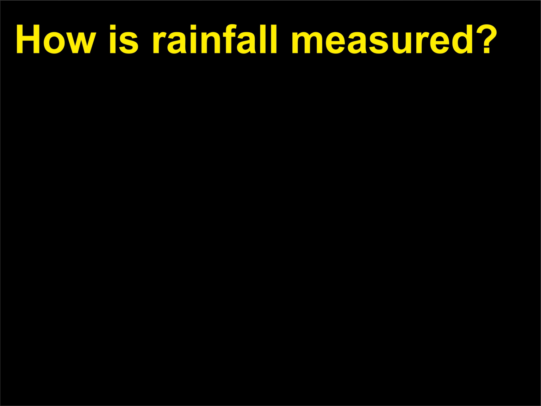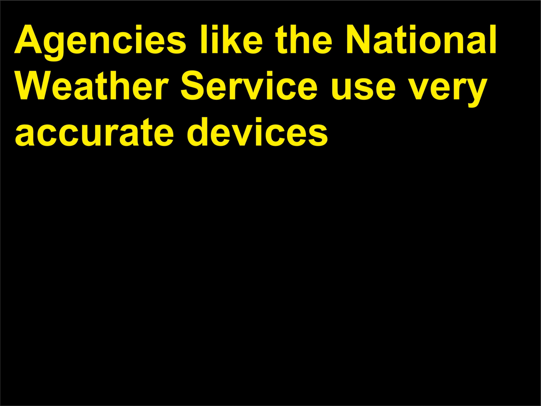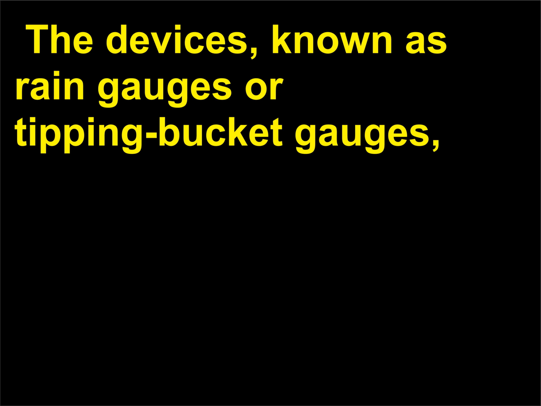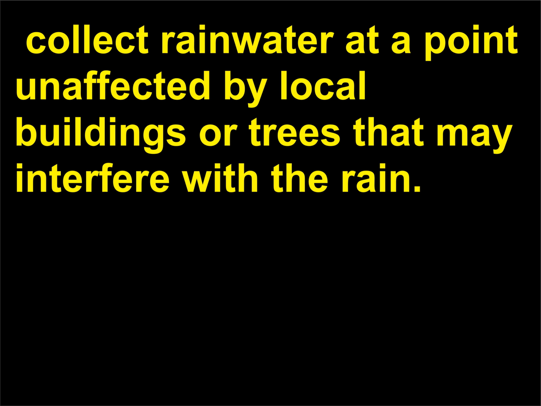How is rainfall measured? Agencies like the National Weather Service use very accurate devices that measure rainfall to the nearest 1/100th of an inch. The devices, known as rain gauges or tipping bucket gauges, collect rainwater at a point unaffected by local buildings or trees that may interfere with the rain.